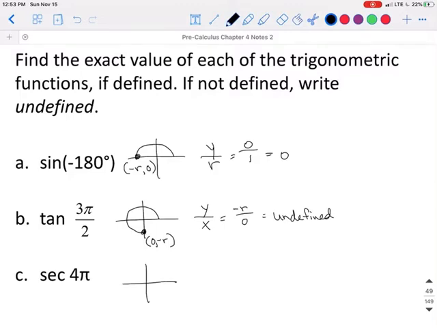4 pi is doing one circle, which gives us 2 pi, so 2 full circles would give us 4 pi. This has an ordered pair of r and 0. Secant is the reciprocal of cosine, so we know it's r over x. X in this case is r, and r over r will simplify to be 1. Or we know that we said the r value is 1, so it would be 1 over 1, which would simplify to just be 1.